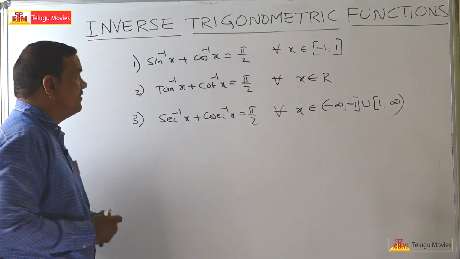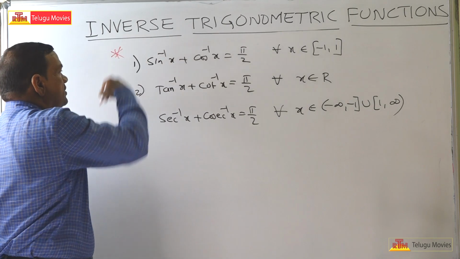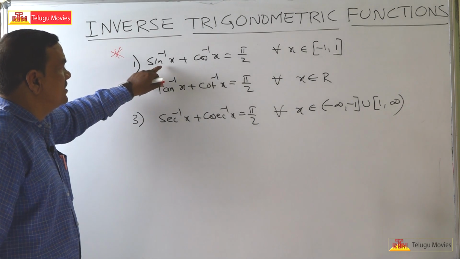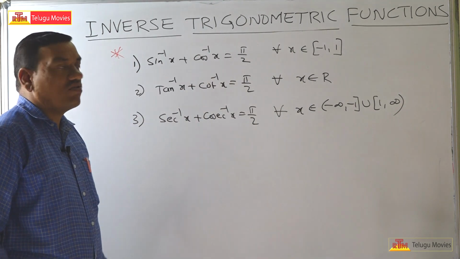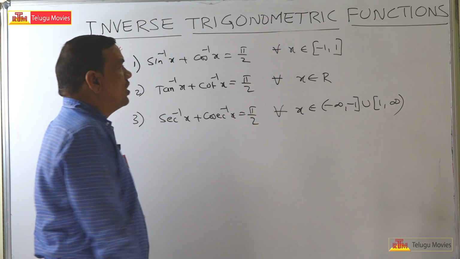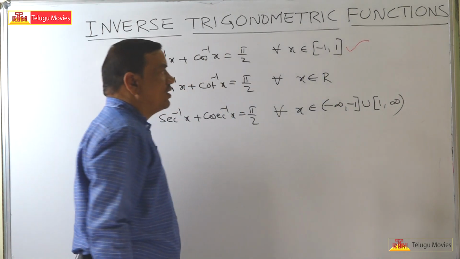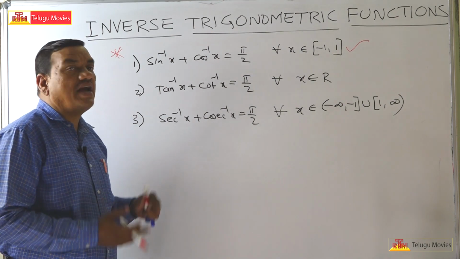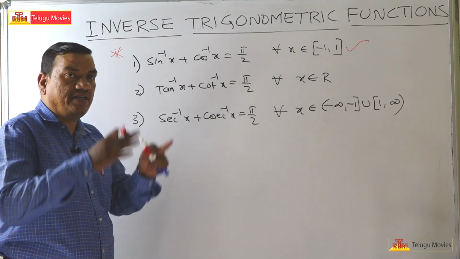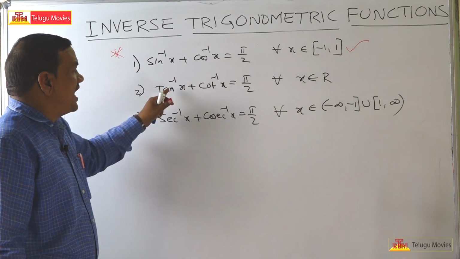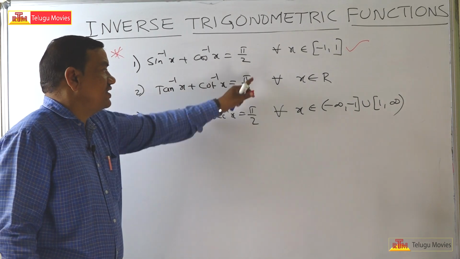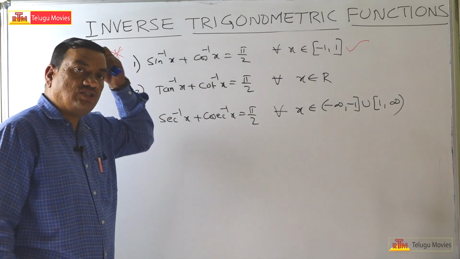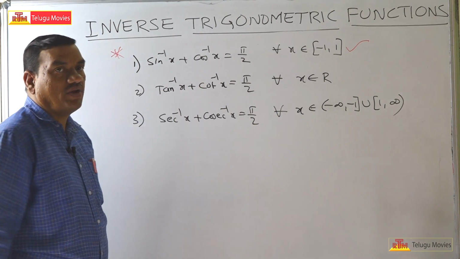They are actually very important. We use these three properties very often. The first property is sin inverse of x plus cos inverse of x is equal to pi upon 2 for all x belongs to minus 1 to 1. Why? Because for sin inverse of x and cos inverse of x, the domain is minus 1 to 1 only, as I already gave in a table. Next, tan inverse of x plus cot inverse of x is equal to pi by 2 for all x belongs to R. Why? Because for tan inverse of x and cot inverse of x, domain is set of real numbers only.